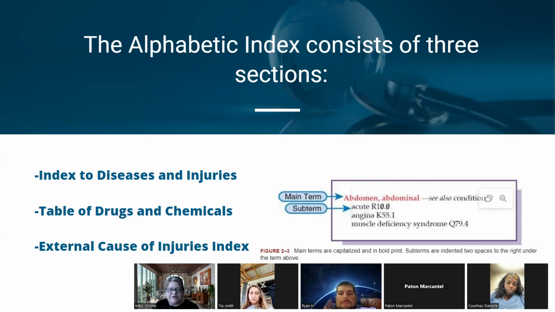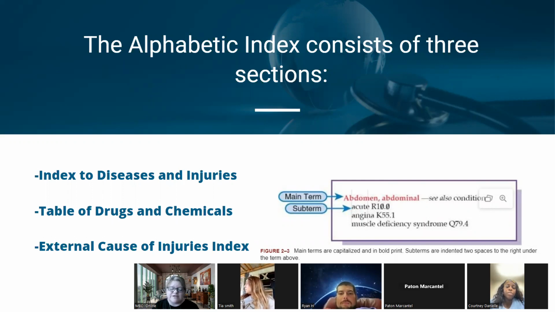You have your index of diseases and injuries, which is the biggest, thickest part. You have your table of drugs and chemicals, and that's going to be things like acetaminophen, Tylenol, all your different drugs and chemicals are listed there in that table, for you to be able to code those things whenever you need to. And then you have your external cause of injuries index.